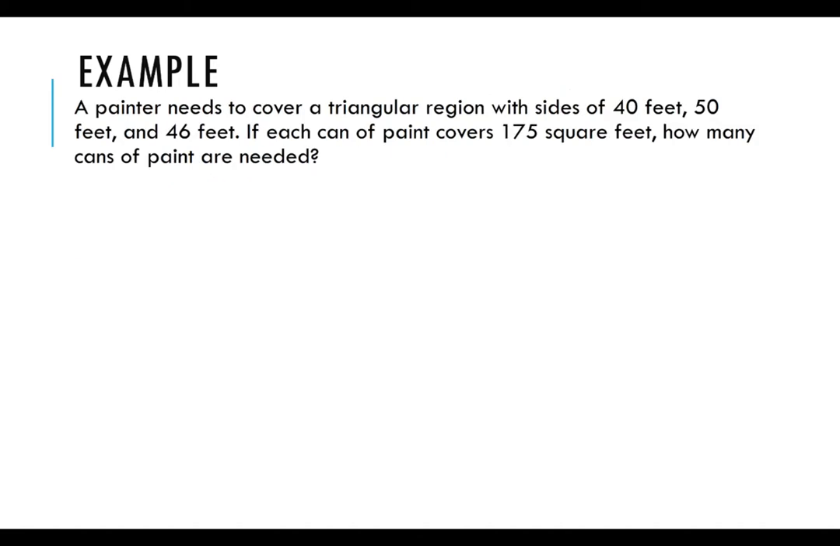Alright, so now a painter needs to cover a triangular region with sides of 40 feet, 50 feet, and 46 feet. If each can of paint covers 175 square feet, how many cans of paint are needed? Specifically, this is just an application problem where first we find the area, recognizing that this is a side, side, side triangle. Therefore, we need to use Heron's formula just as we did a moment ago. So the semi-perimeter is going to be equal to 1/2 of the sum of the sides, 40 plus 50 plus 46, which I get to be 136 over 2, or 68. So no approximations at this point.